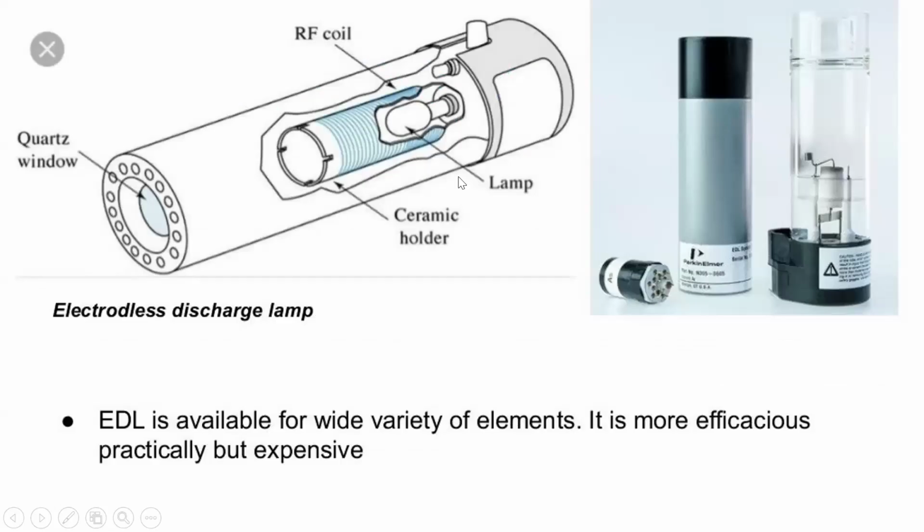Diagram of electrodeless discharge lamp, which shows quartz tube, RF coil and metal of interest. This is metal, this is RF coil and this is the tube.